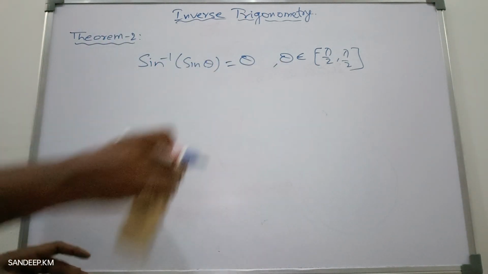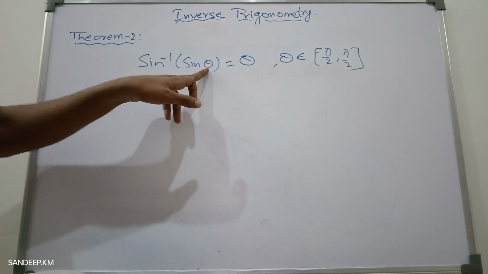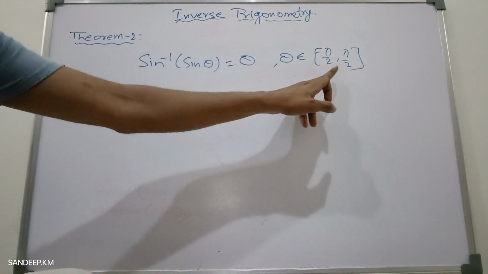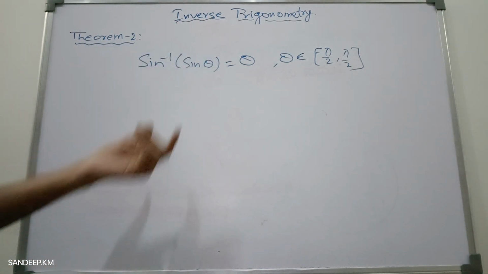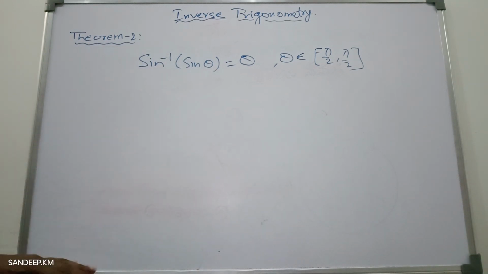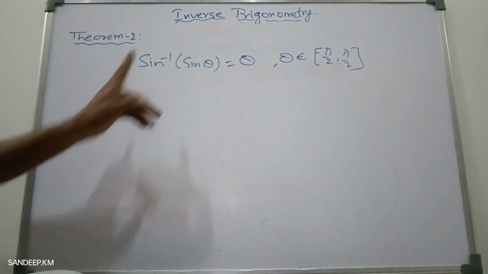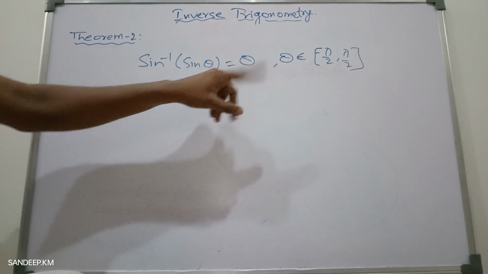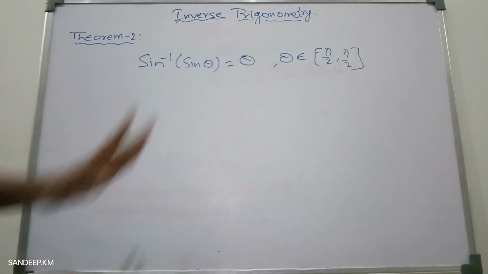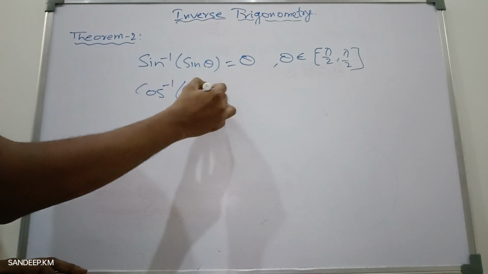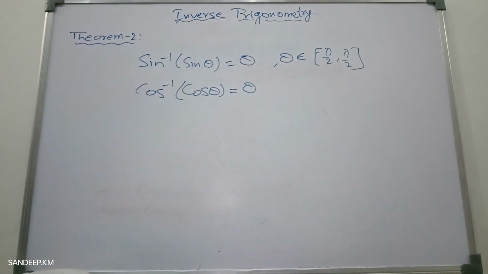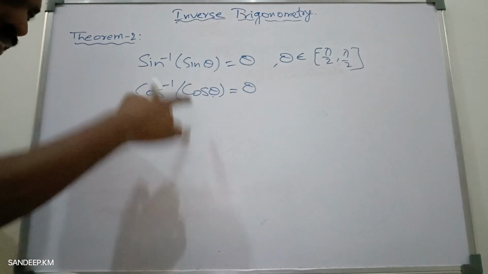Okay, now if theta is not in the restricted domain, if theta is not between minus pi by 2 comma pi by 2, then the answer will be some other answer. I will discuss using a problem how and what the answers will be. For now, sine inverse of sine theta is equal to theta only when theta is in the restricted domain of sine theta. Similarly, cos inverse of cos theta will be equal to theta. When will it be equal to theta? If and only if theta is in the restricted domain of cos theta.